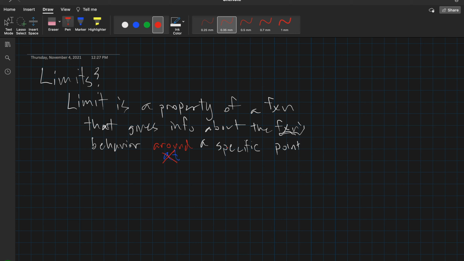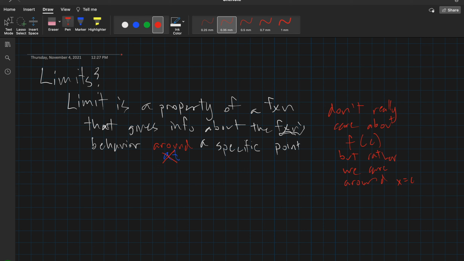So we don't really care about the actual value of that point, f of c for some c in the domain of our function, but rather we care about what's happening around c. We care about what's happening around x equals c.